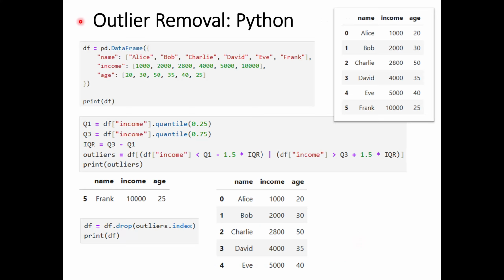In Python, we can detect and remove outliers with just a small piece of code. First, we calculate Q1 and Q3 and find the interquartile range. Then we identify outliers as points that lie outside the range from Q1 minus 1.5 IQR to Q3 plus 1.5 IQR.